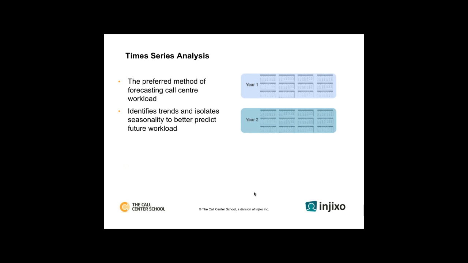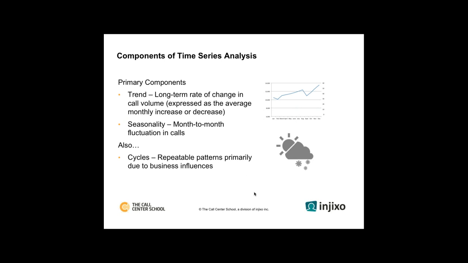Why is July different than December? But it can also be seasonality in terms of even the weeks of the month and how one week may be higher or lower than others. So like I said, the 2 primary components are trend, the long-term rate of change, and it's often just the growth rate in the data. It's not that difficult. And then the seasonality, most commonly the month-to-month fluctuation in calls.